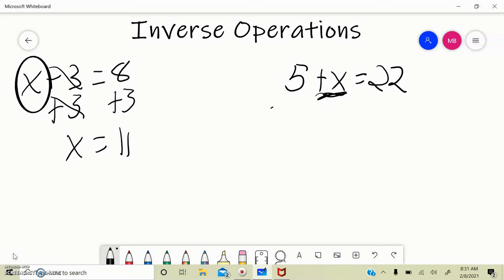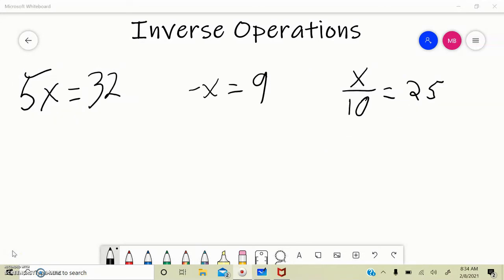So I'm going to subtract 5 on both sides because I have a positive 5, so my 5's will cancel. And then I'm going to subtract 5 on the other side. I'm going to be left with just x because that plus sign means it's going to be a positive. And then I have 22 minus 5, which gives me 17.